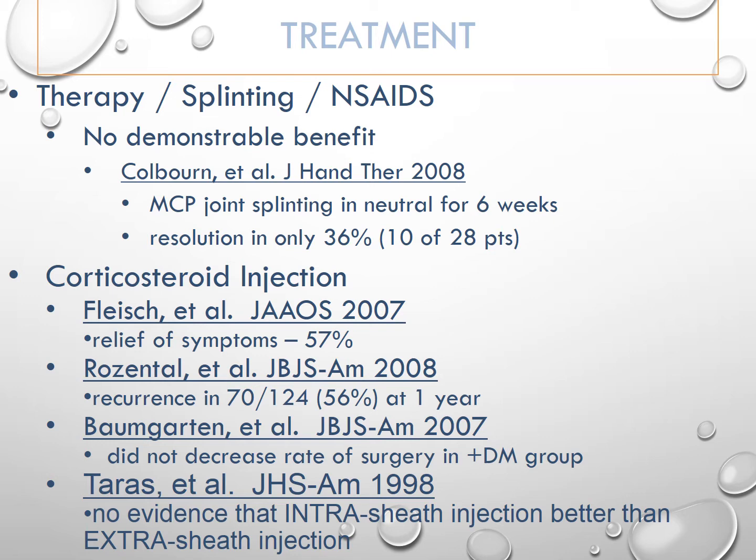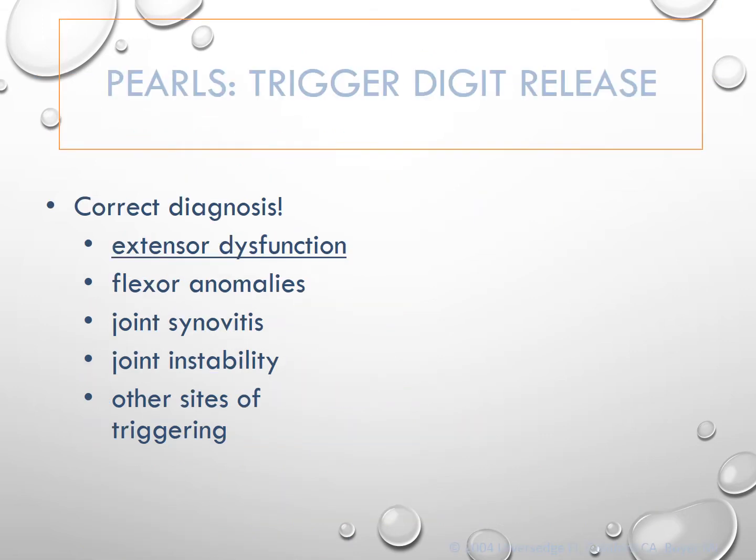Steroid injections, on the other hand, have shown that there has been relief of symptoms in more than half of patients. However, there has been recurrence in a little over 50% at a year's time. It did not decrease the rate of surgery in patients with diabetes, so when considering treatment for a diabetic group, you might take that into consideration. And there's no evidence that an intrasheath injection is better than an extrasheath injection.